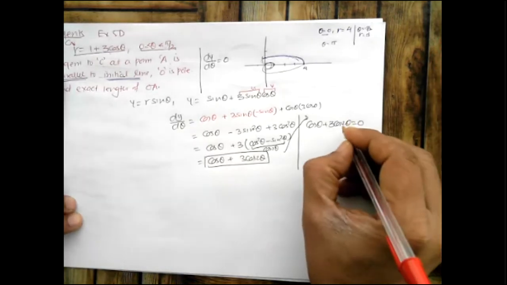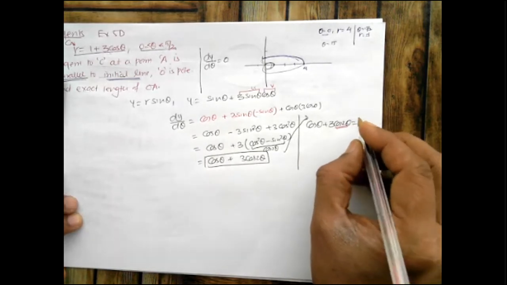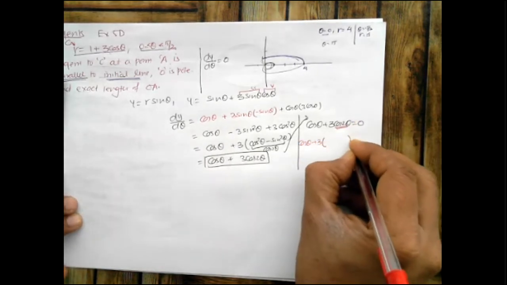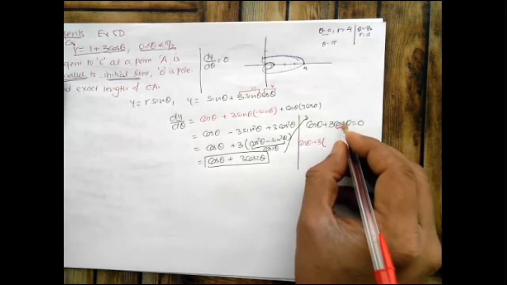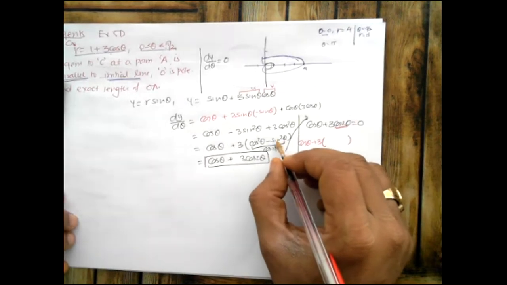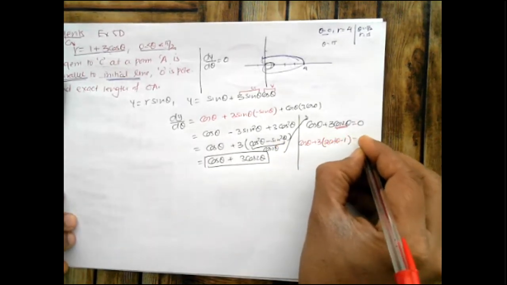So you need to learn the trigonometric identities of cos 2 theta. This is cos theta plus 3 times... what will that be, guys? Cos 2 theta is cos square theta minus sine square theta. I want to change it, so minus 1. This is 2 cos square theta minus 1 is equal to 0.